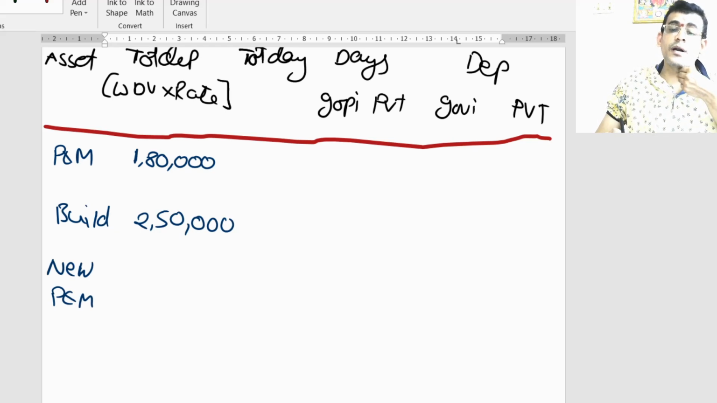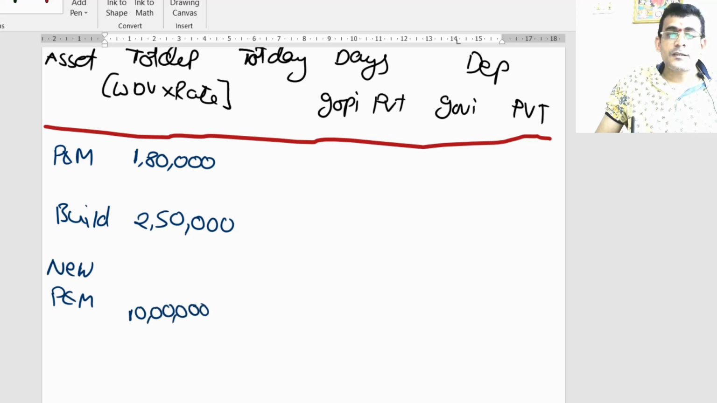Then what? Gopi Pipes Private Limited acquired another plant and machinery on 31st December 2019 for 10 lakhs. Now, this asset was put to use also on the same date. So ultimately, as the asset is acquired and put to use in the current year for a period of less than 180 days, you are supposed to consider 50% of your normal rate. So 10 lakhs being the cost of the asset, 50% of your normal rate being 7.5%, your depreciation is going to be 75,000.